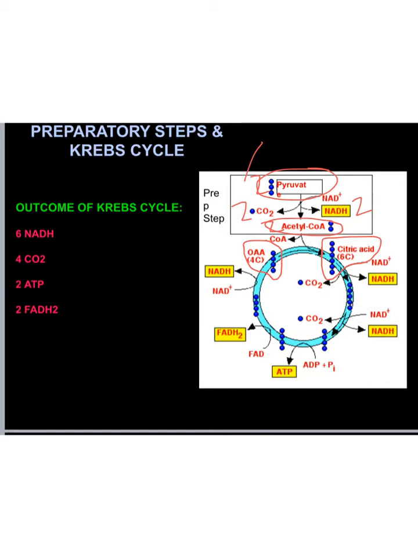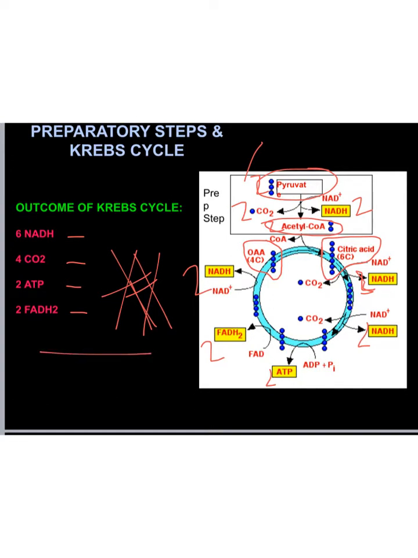So as you can see, as we go through the cycle, we're going to make 2 molecules of NADH, 2 more molecules of NADH, 2 molecules of ATP, 2 molecules of FADH2, and 2 more molecules of NADH. So in total, we make 6 molecules of NADH, 2 molecules of CO2, 2 molecules of ATP, and 2 molecules of FADH2. This is important. This is what I want you to know from the citric acid cycle, what these outcomes are, or what the products are.